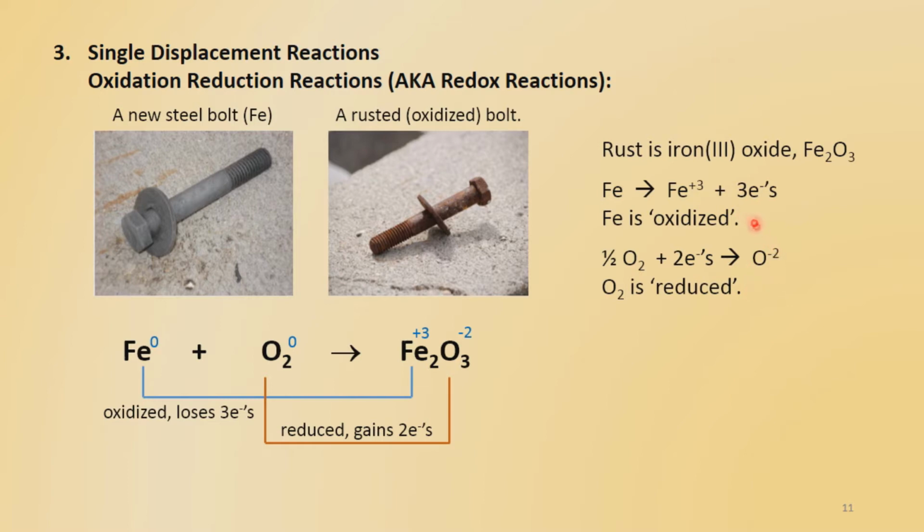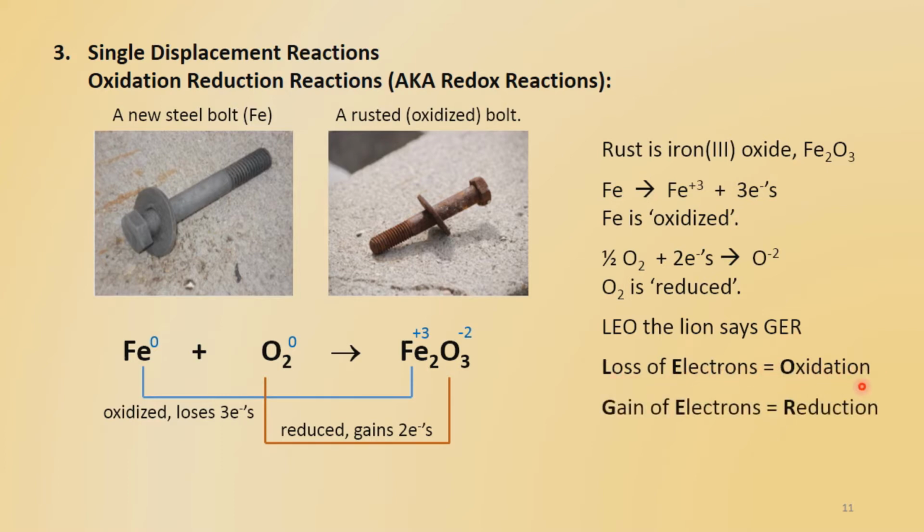These 2 processes have to occur simultaneously. You can't have one without the other. If something is losing electrons, like iron is here, then something else must be gaining them, like oxygen is in this case. How will we remember this? Well, here's a mnemonic. Here's a memory aid. Leo the lion says grr. Leo reminds us of the loss of electrons is oxidation. And grr reminds us of gain of electrons is reduction.